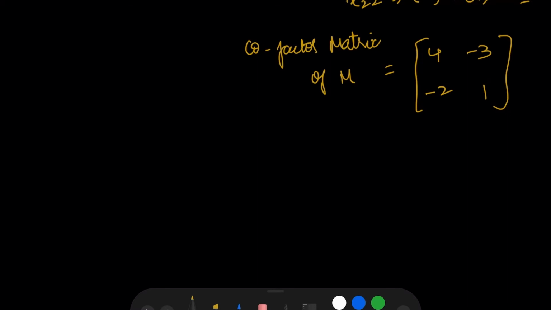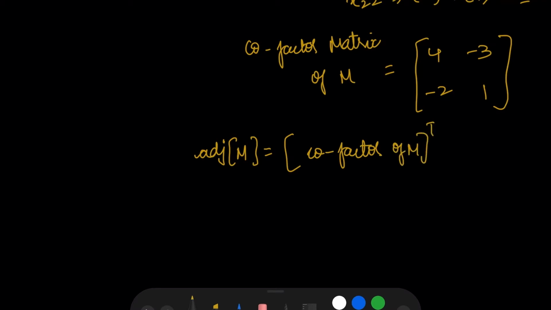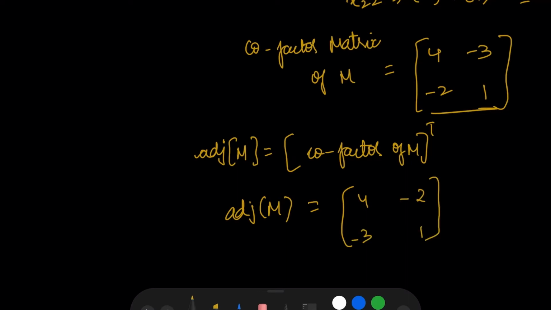So now we have the cofactor matrix. If you wanted to find the adjoint of the original matrix, what you have to do is take the transpose of the cofactor matrix. If you take the transpose of this matrix, then we will get the adjoint of the matrix, right? So adjoint of M is equal to the transpose of this matrix, which is 4, minus 2, minus 3, and 1, right? So this is how you find the adjoint of a 2 cross 2 matrix.